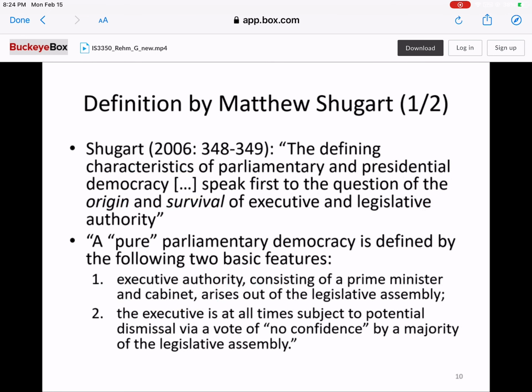We can express this a little more theoretically, again using Matthew Shugart's definition, who says the defining characteristic of parliamentary and presidential democracy speak first to the question of the origin and survival of executive and legislative authority, where in a pure parliamentary democracy the following two basic features are in place. First, the executive authority consisting of a prime minister and cabinet arises out of the legislative assembly. Second, the executive is at all times subject to potential dismissal via a vote of no confidence by a majority of the legislative assembly.